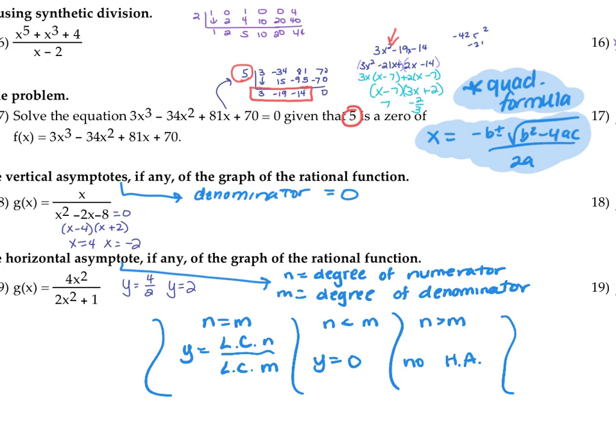So in this case, if you look at the highest degree in the top and the bottom, they are the same. So it's leading coefficient in the top, which is 4, over leading coefficient in the bottom, which is 2. Y equals 4 over 2, which is 2.